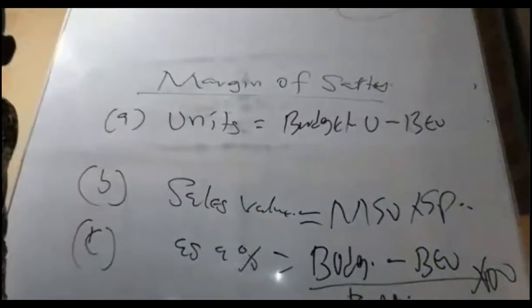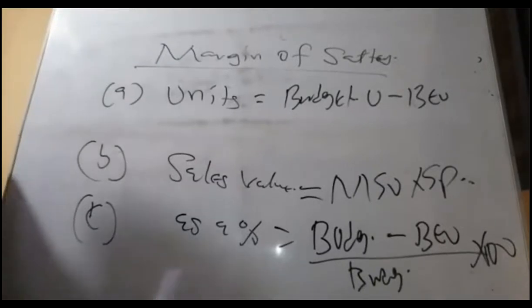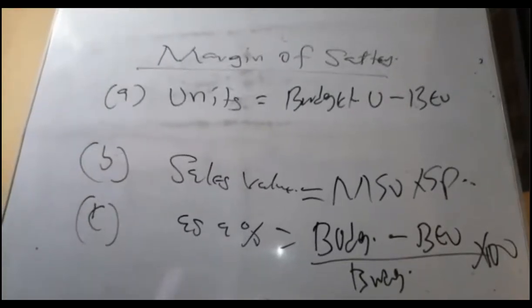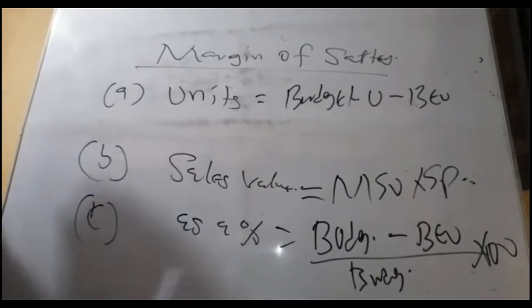Let's go down a little. What to see? So it's equal to the budgeted units minus break-even units, divided by budgeted unit times 100. That is as a percentage.